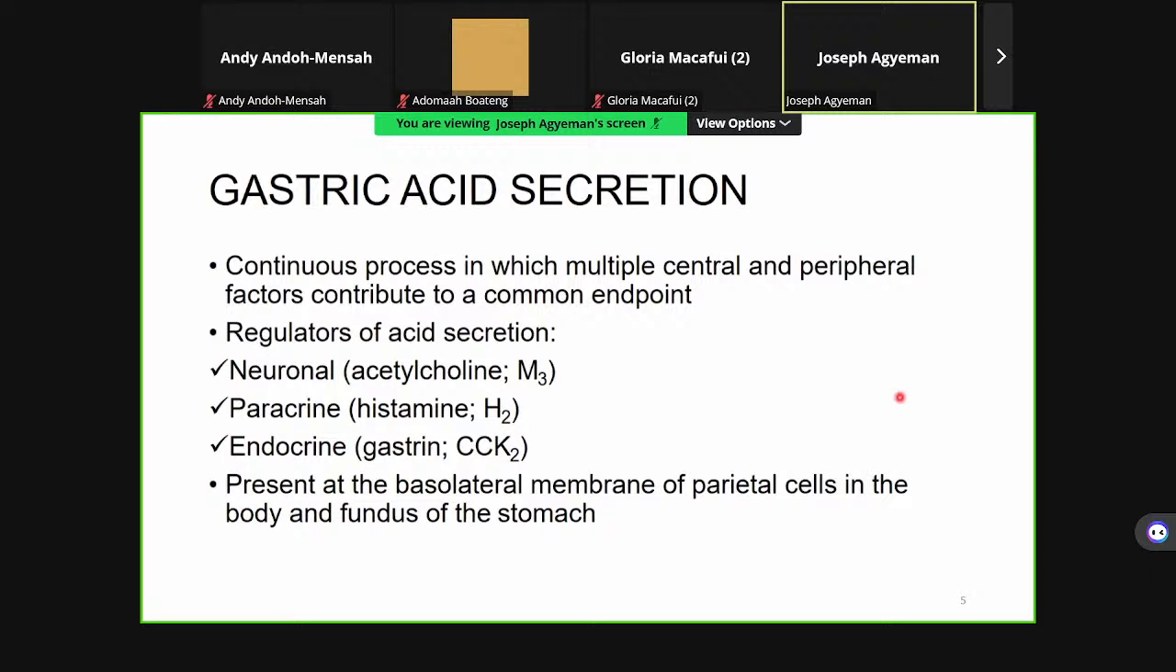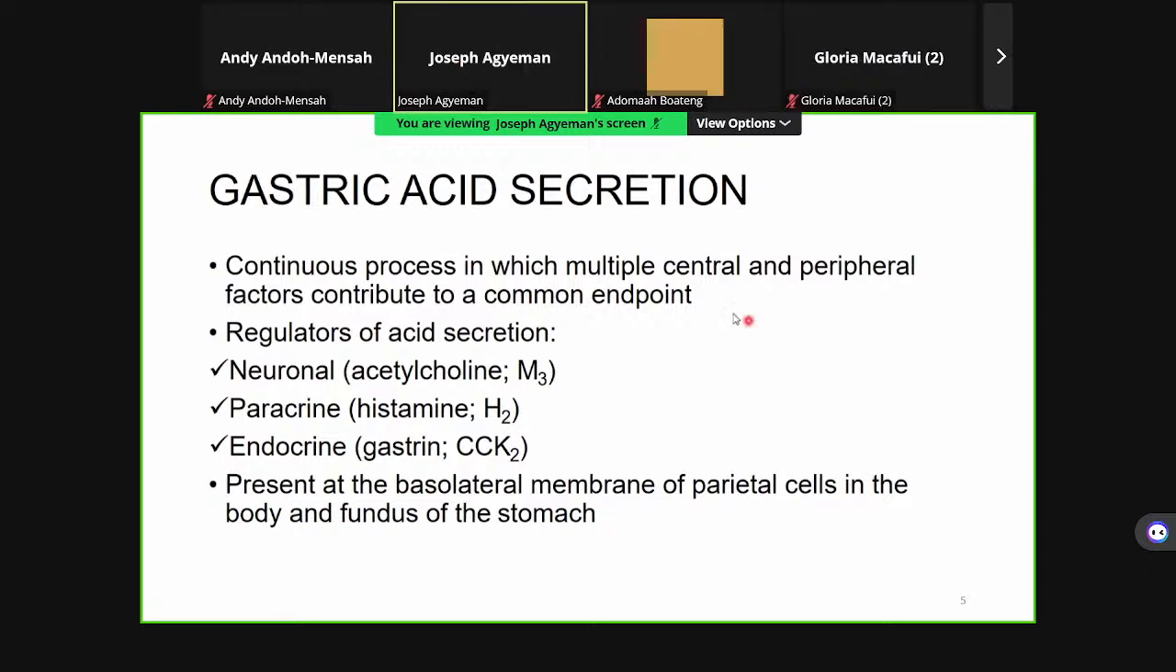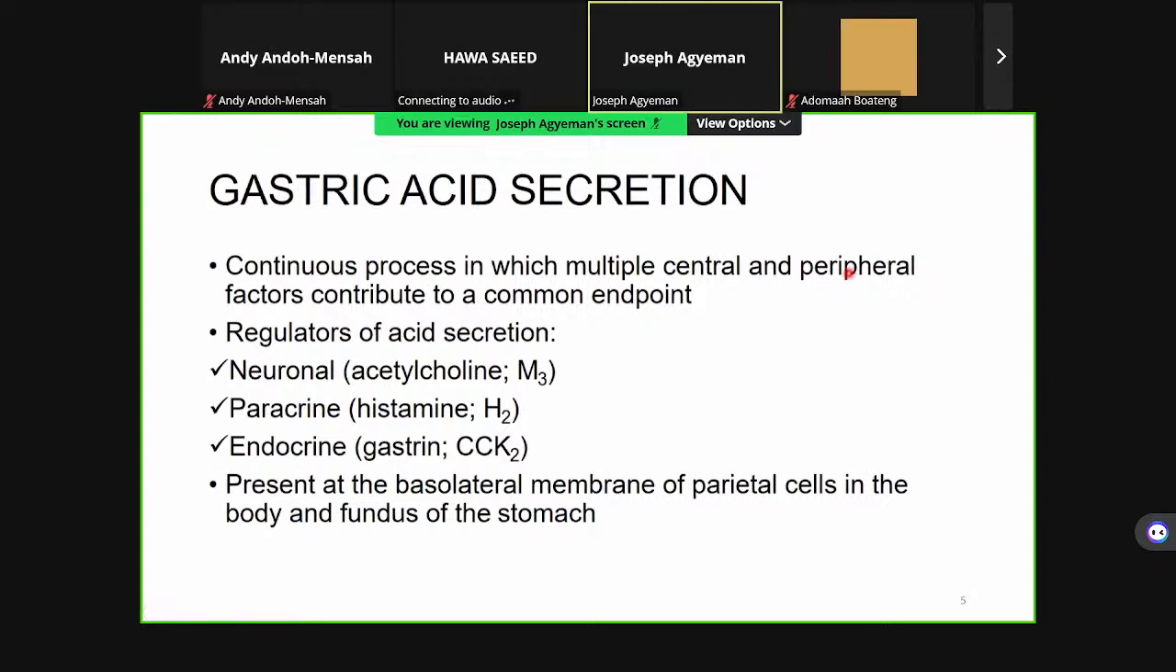So now, gastric acid secretion. This involves both central, by this central, I mean the central nervous system, principally the brain and the spinal cord, and peripheral input, mostly the autonomic nervous system. So these two systems control gastric acid secretion. How? These systems control impulses or messages through, for example, neuronal receptors.